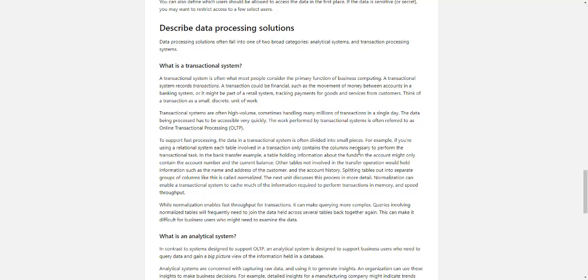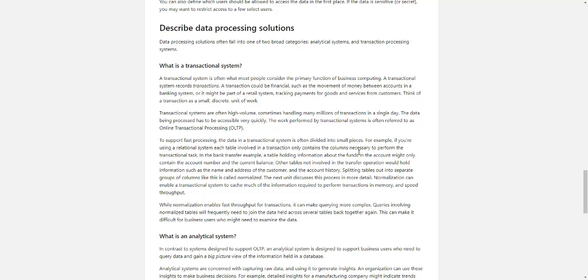For example, if you're using a relational system, each table involved in a transaction only contains the columns necessary to perform the transactional task. In the bank transfer example, a table holding information about the funds in the account might only contain the account number and the current balance. Other tables not involved in the transfer operation would hold information such as the name and address of the customer and the account history. Splitting tables out into separate groups of columns like this is called normalization. The next unit discusses this process in more detail.